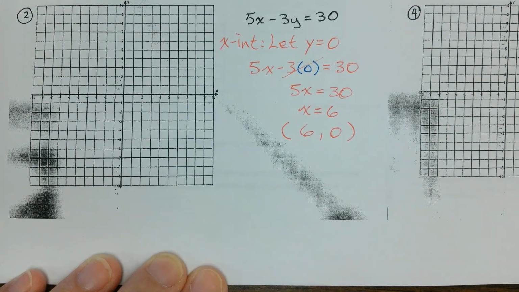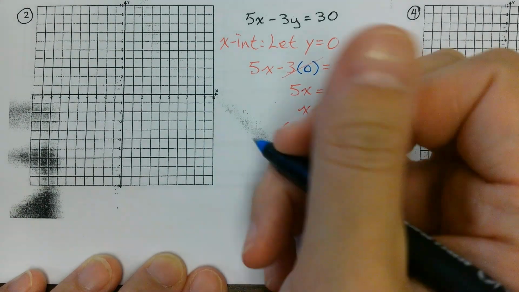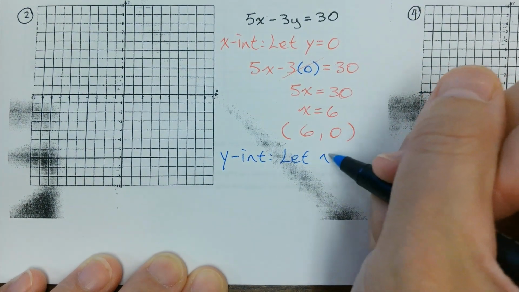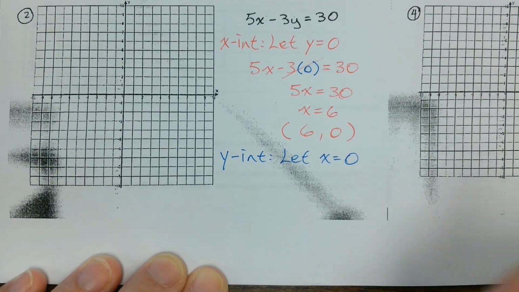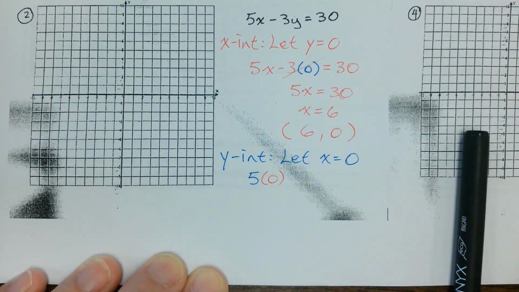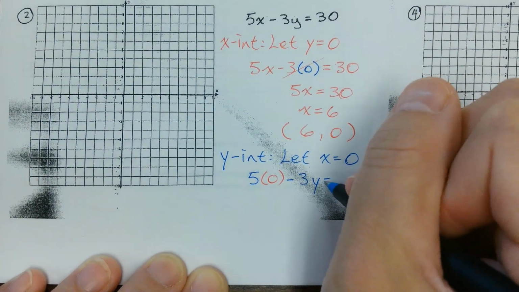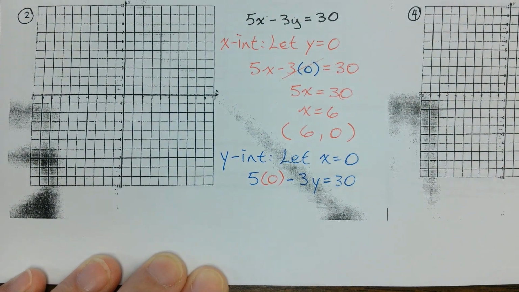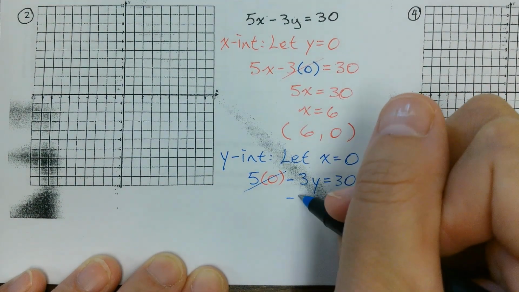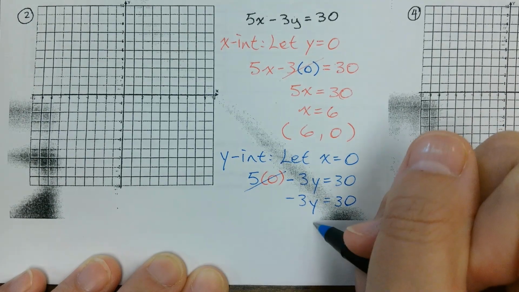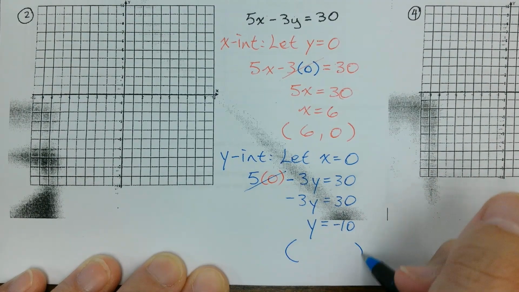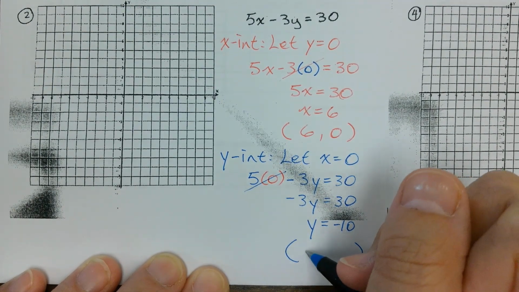Perfect. Good job. Okay. Same idea. To find y-intercept, I'm going to let x equals 0. So 5 times 0 minus 3y equals 30. Anything times 0, 0. So that's gone. So negative 3y equals 30. What is y? Negative 10. And my coordinate? 0, -10.